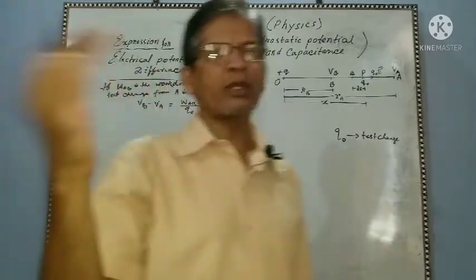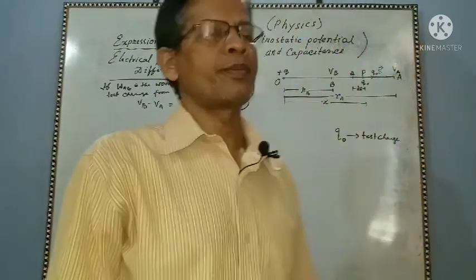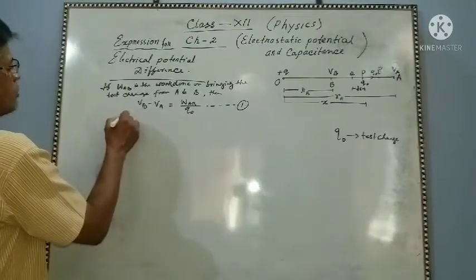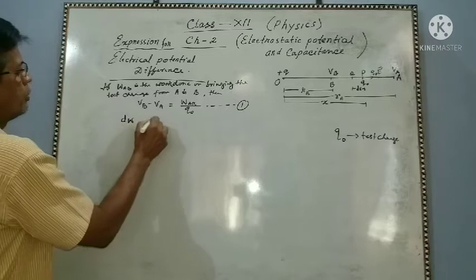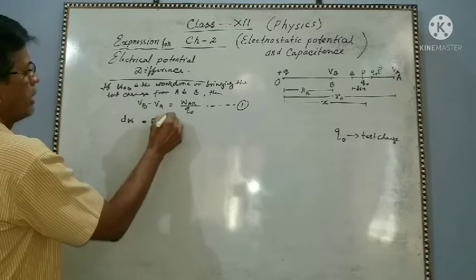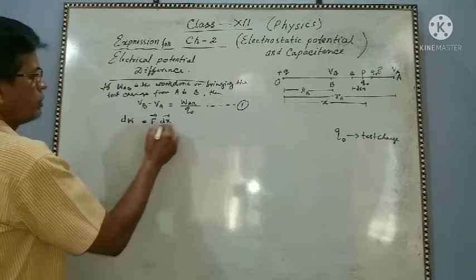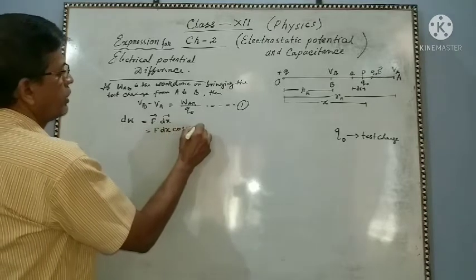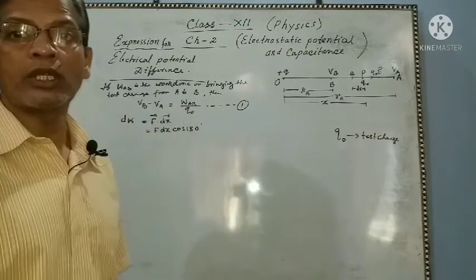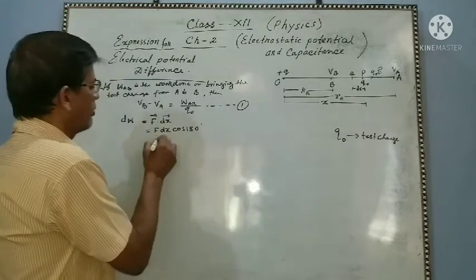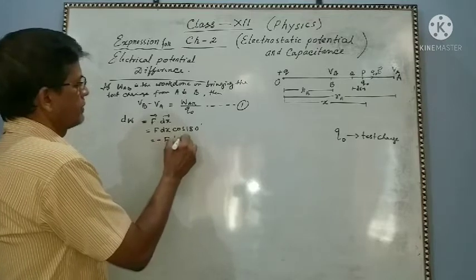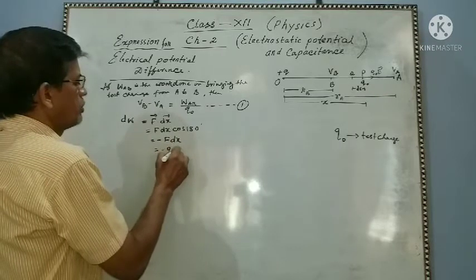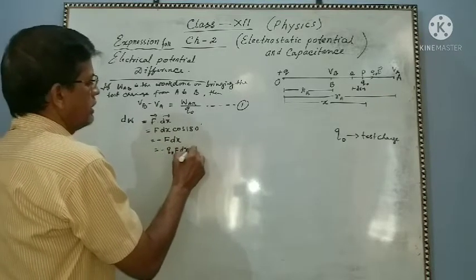The derivation will be the same as that of the electric potential at a point. Now, what will be the work done for a small displacement PQ? The small amount of work done dW equals F dot dx, so this will be F dx cos 180 degrees. Cos 180 is minus 1, so minus F dx. But what is F? F equals Q naught E. So minus Q naught E dx.